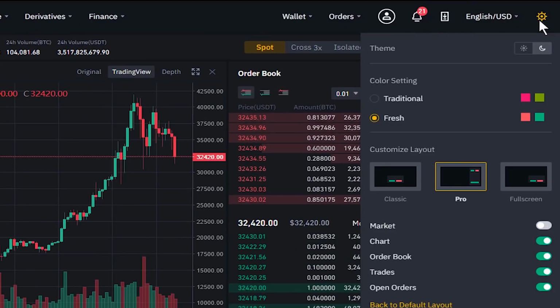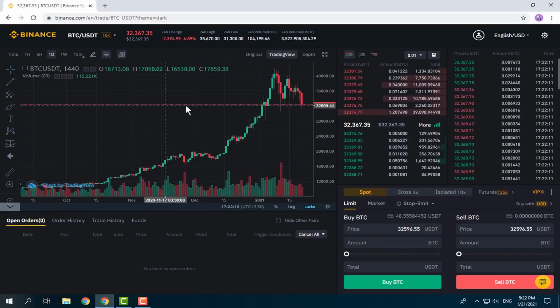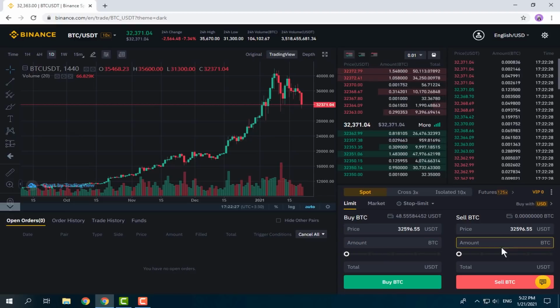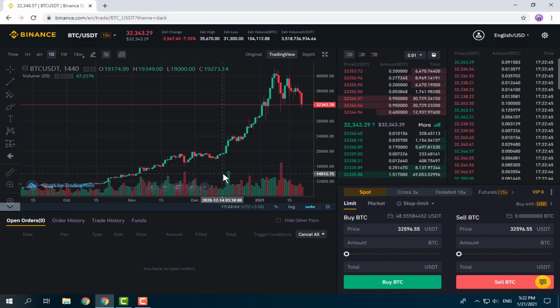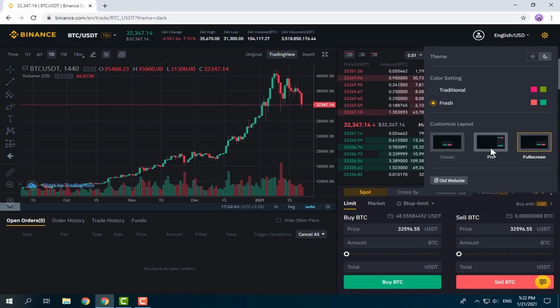We have another layout which is named full screen, which is somehow similar to Pro, but the buy and sell orders are here in separate sections, and order book and trades here above that. Selecting a layout is actually your personal choice, and you must see with which of them you're more comfortable. And in this video, we continue with the Pro layout.